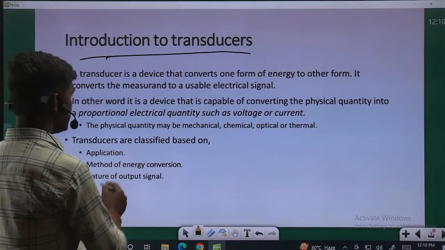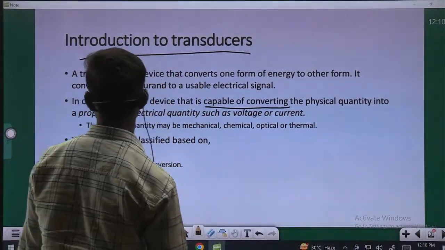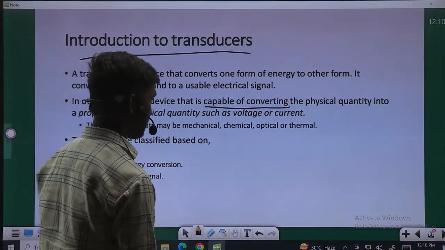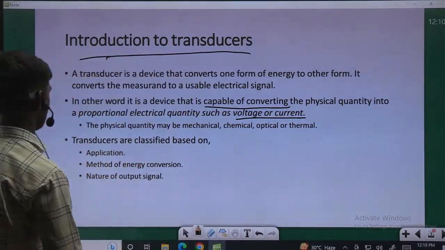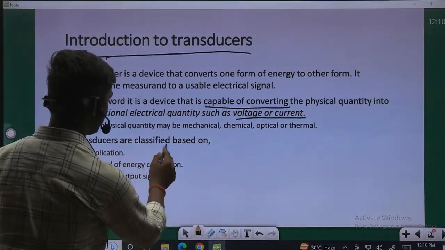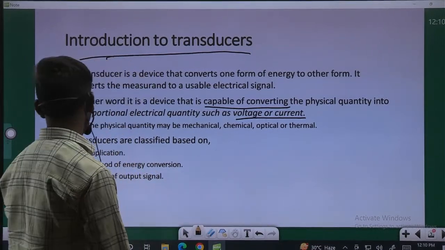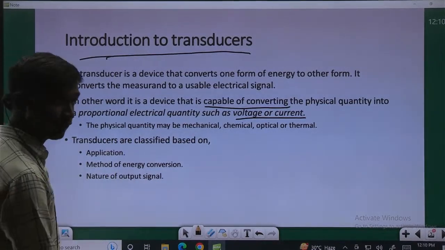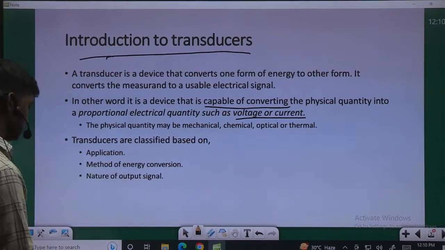In other words, it is a device capable of converting the physical quantity into a proportional electrical quantity, such as a voltage or current. The physical quantity may be mechanical, chemical, optical, or thermal. Transducers are classified based on the applications, method of energy conversion, and nature of output signals.